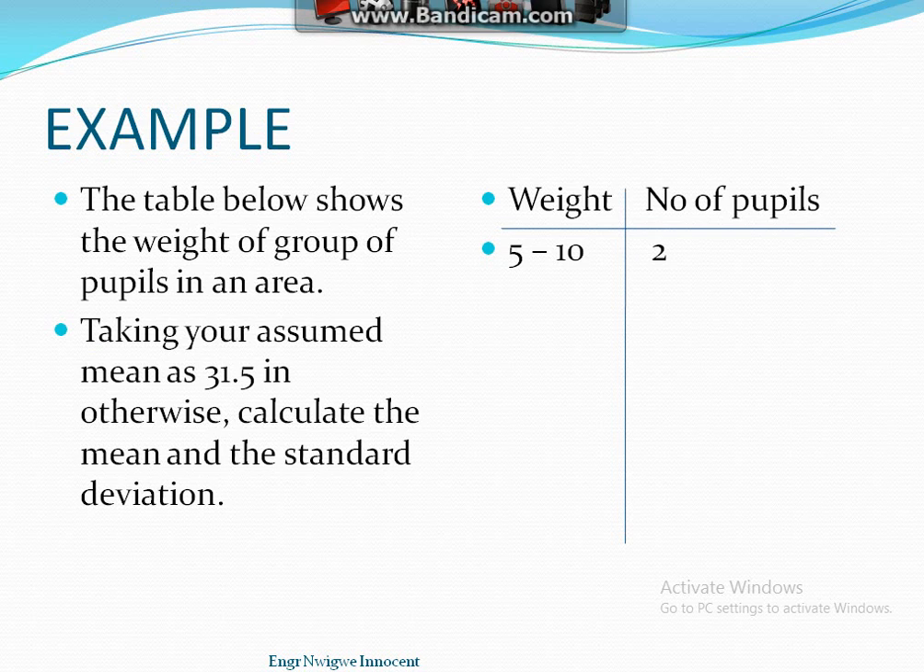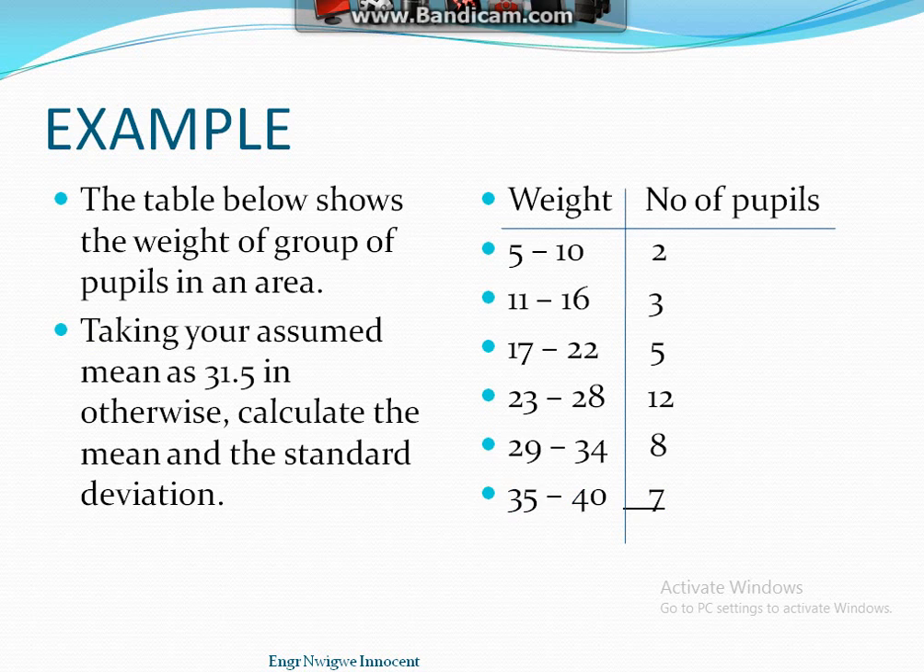From 5 to 10 weight, we have 2 pupils. From 11 to 16 weight, we have 3 pupils. From 17 to 22 weight, we have 5 pupils. From 23 to 28 weight, we have 12 pupils. From 29 to 34 weight, we have 8 pupils. From 35 to 40 weight, we have 7 pupils. The total frequency is 37.